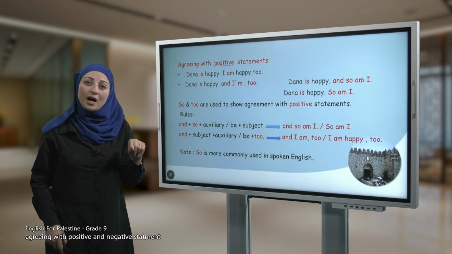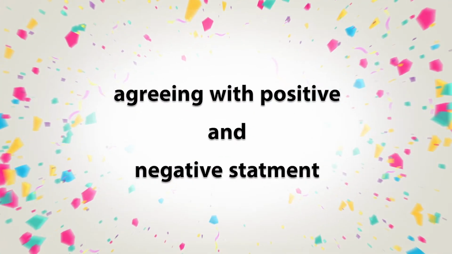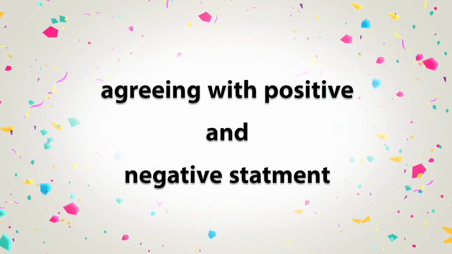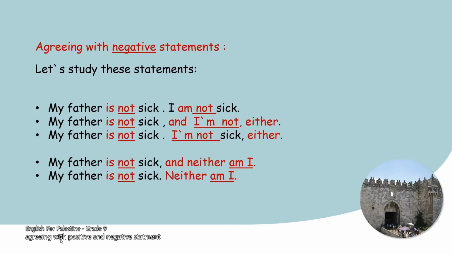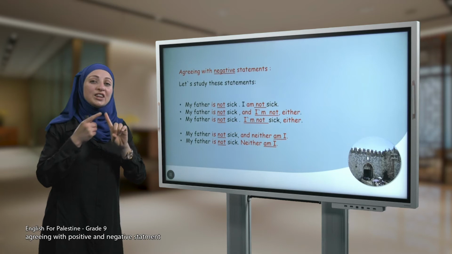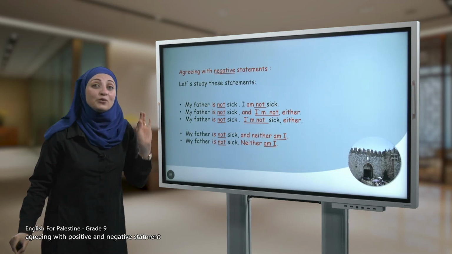Let's talk about agreeing with negative statements. Let's study these statements. So let's start with the first example. My father is not sick. The same case, I am not sick. How to agree? My father is not sick and I am not either. This is the first case to agree with negative statements.